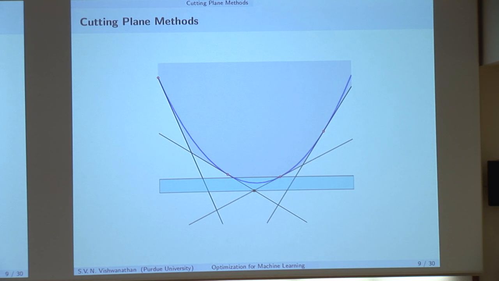So I know that this set of black lines is a piecewise linear lower bound to the function, right? So if I give you a function and I give you another function which is always lower, then if you find the minimum of the second function which is lower, you know that that minimum will always lie below the minimum of the blue function. Clear? Because the black functions are all piecewise linear and they're all lower bounds to this function.